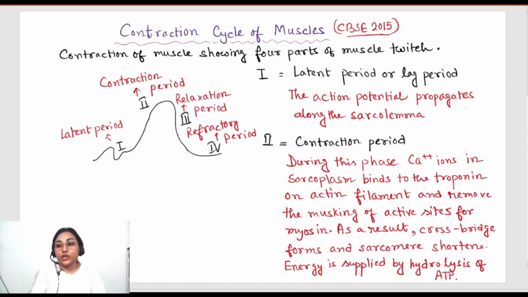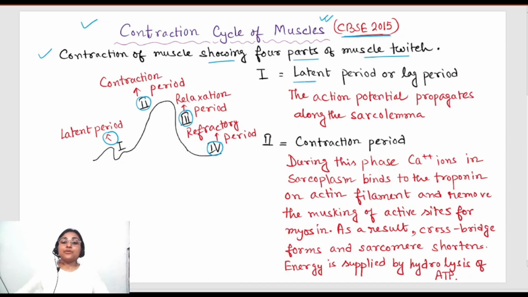Contraction cycle of muscles. One question from this topic came in CBSE 2015: the contraction of muscle showing four parts or phases of muscle twitch. Four phases. First phase is the latent phase. Second is the contraction period or contraction phase. Third is the relaxation period, and the fourth phase is the refractory period.